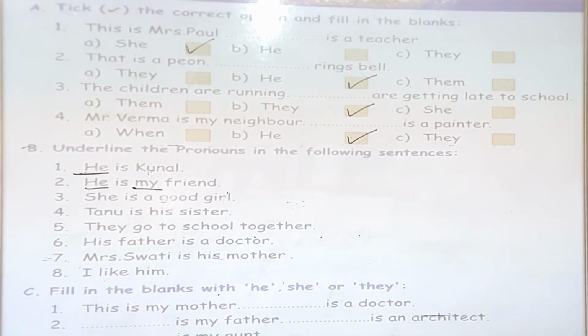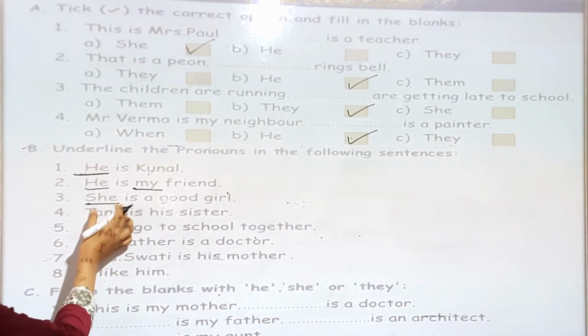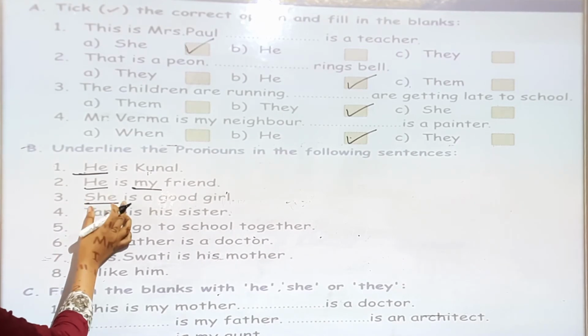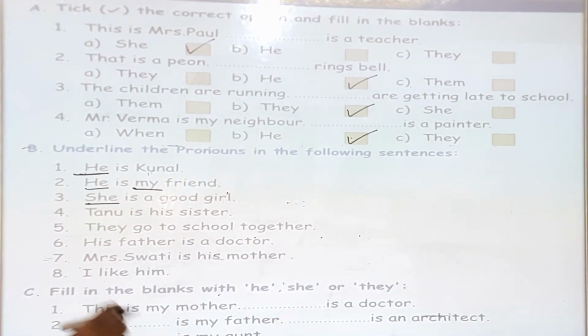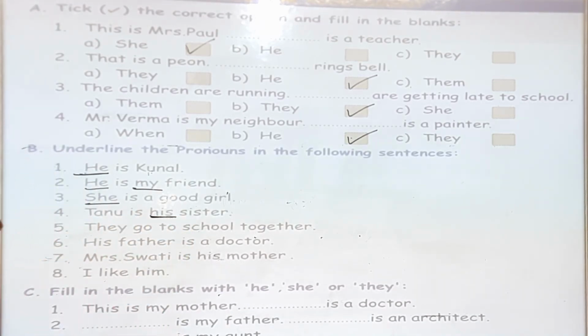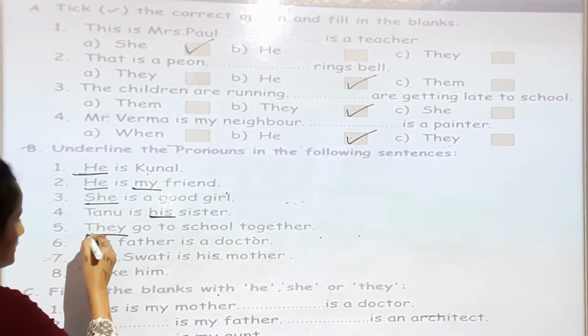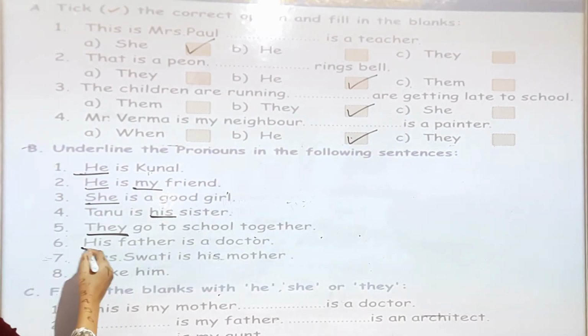She is a good girl. So, वो अच्छी लड़की है. So, she is a good girl. There is no name. Because of no name, we are using a pronoun word. Tanu is his sister. Tanu is his. They go to school together. They means the students. His father is a doctor. His father is a doctor.